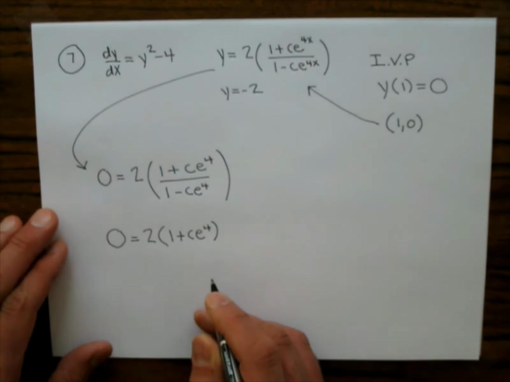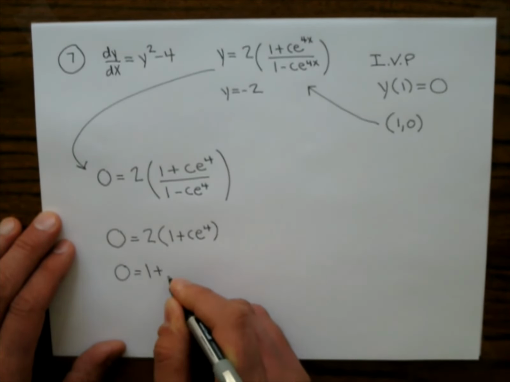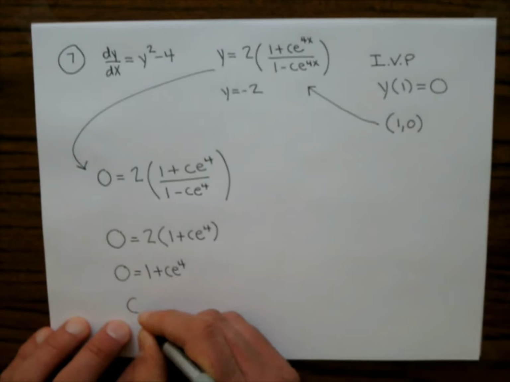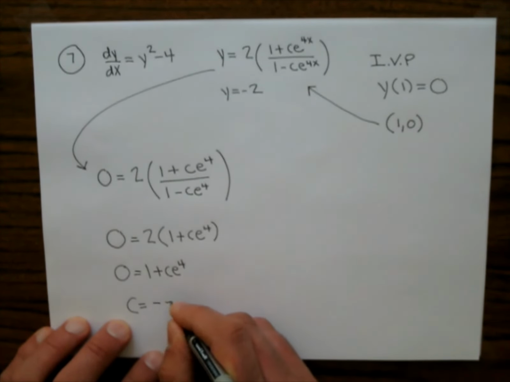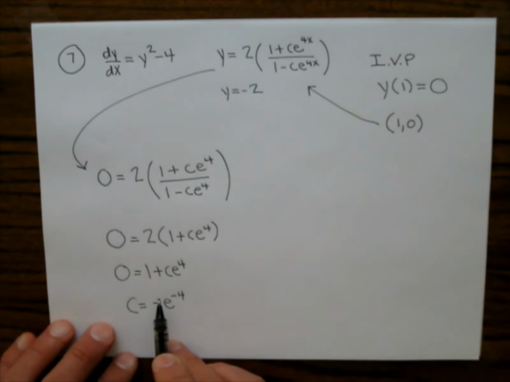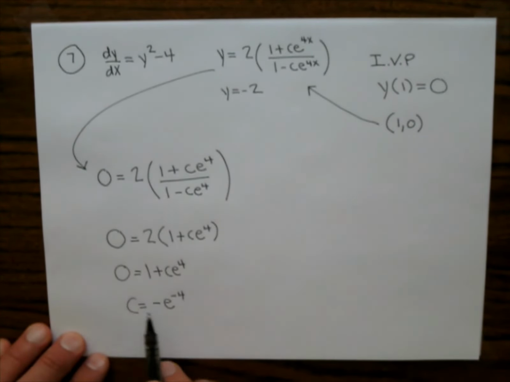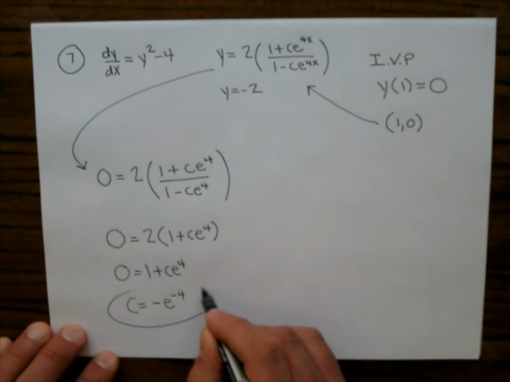I'm going to divide both sides by 2. The 2 goes away. And I'm going to solve for c. When I solve for c, I end up getting negative e to the -4, because I will subtract 1, that gives me the negative, and then I'll divide by e to the 4th, and actually I pull him upstairs so he looks like that, and that's just a style thing.